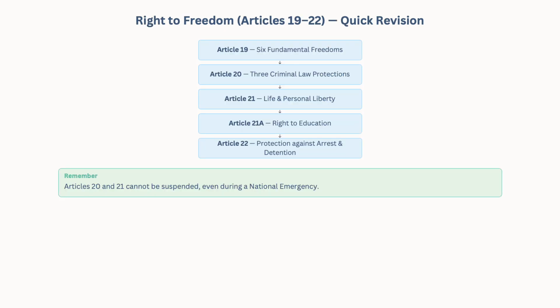Now, right to freedom, Articles 19 to 22, quick revision. Article 19, 6 fundamental freedoms. Article 20, the 3 criminal law protections. We have no ex post facto, no double jeopardy, and no self-incrimination, right? And Article 21, we talked about life and personal liberty and how vast it is. Article 21A was introduced by the 86th Amendment of 2002, which provided free and compulsory education to children between 6 to 14 years of age. And Article 22, protection against arrest and detention. Arrest being you're arrested for a crime, and detention means you are arrested to prevent from committing a crime.